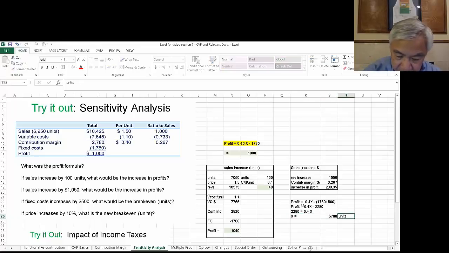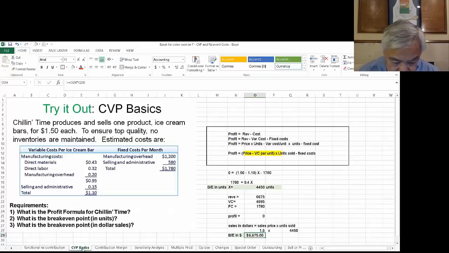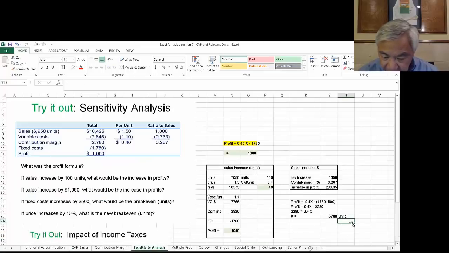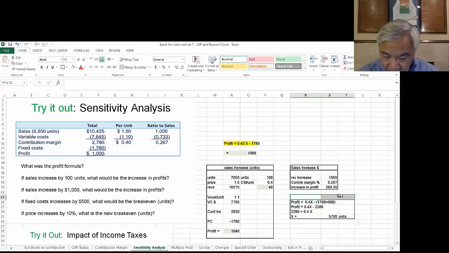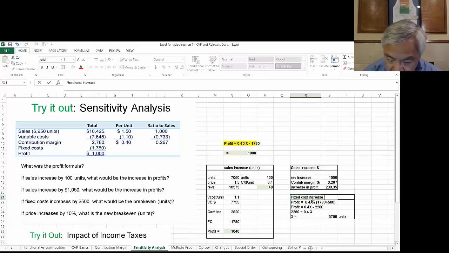5,700 units. That compared with the earlier figure that we had that showed 4,450. So it went from 4,450 to 5,700. So this one here is, I'll box that one, and the scenario is called fixed cost increase and break even, question mark.